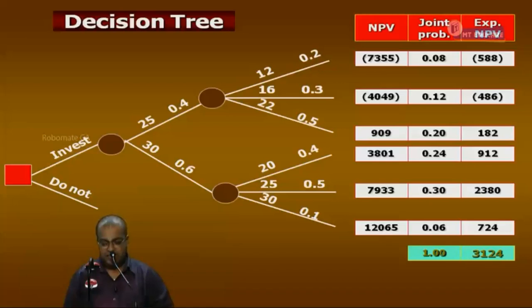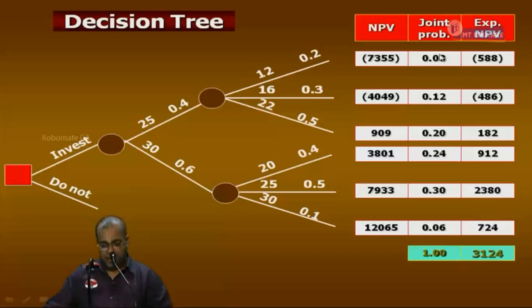Yes. What net present value will the project yield if the worst outcome is realized? Everything bad happens. What is the NPV? Minus 7355, because for the worst to happen, first year should be 25 and second year should be 12. So when the worst outcome happens, the NPV is minus 7355. Accept or not? No. And what is the probability of this NPV? 0.08.